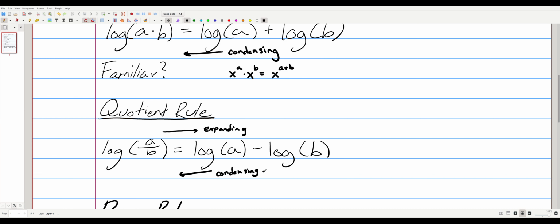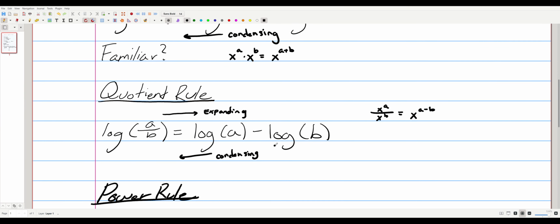What should this remind you of? Well, this should remind you of the quotient rule for exponents, which tells us that if we have x to the a over x to the b, this is equal to x to the a minus b. So very similarly, when we have some division, it turns into a subtraction of exponents, right? We subtract the powers. And the same thing applies to logarithms. If we're dividing inside the argument, then we can rewrite it as the difference of the logarithms.